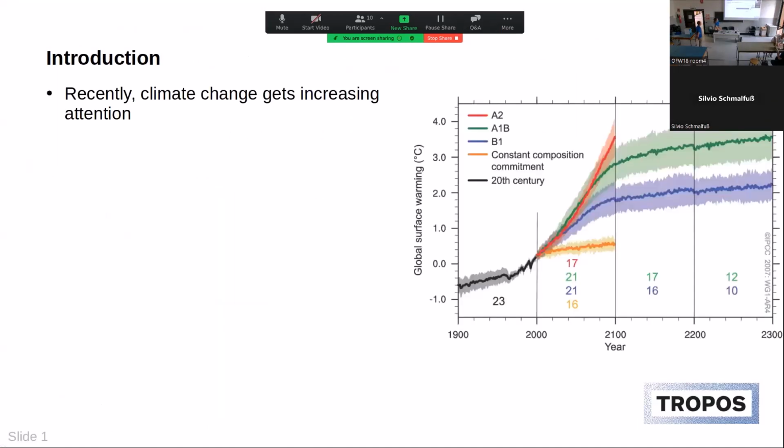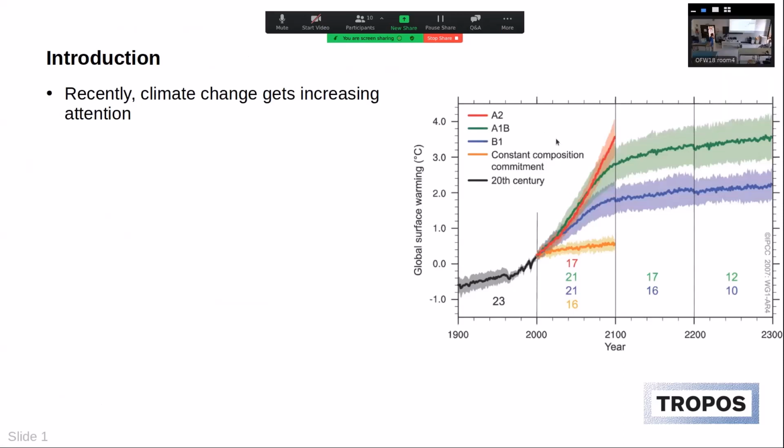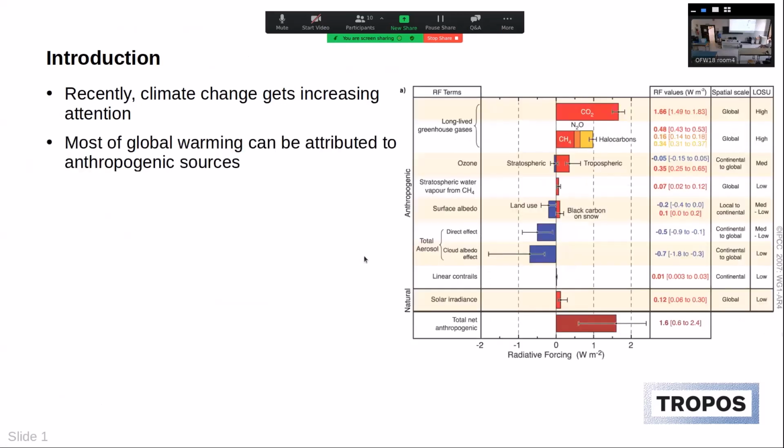I think you're all aware of climate change, and recently it got a lot of increasing media attention. One of the main issues is the global surface warming, which you can see in the graph here at the right-hand side. Currently we are approaching the 1.5 degree centigrade above the pre-industrial levels for the global surface temperature. And most of this is due to the radiative budget changes.